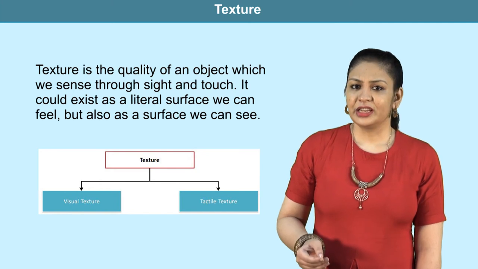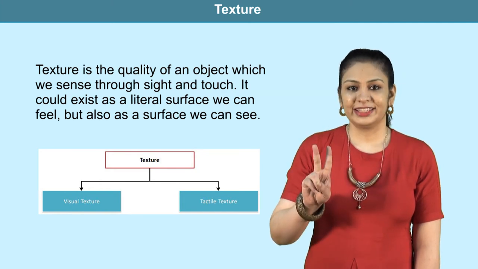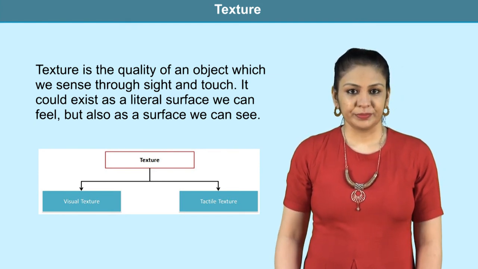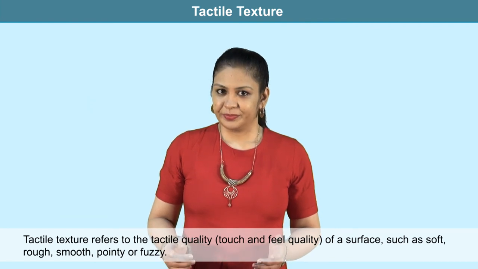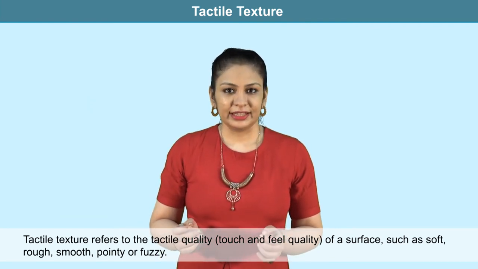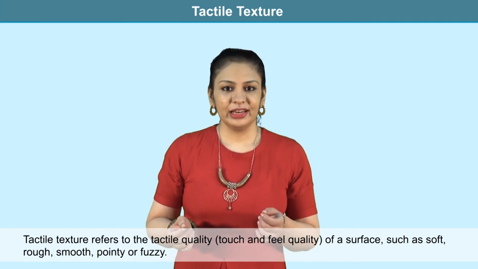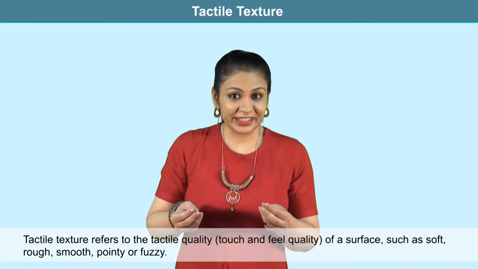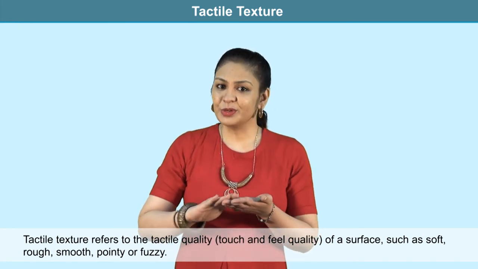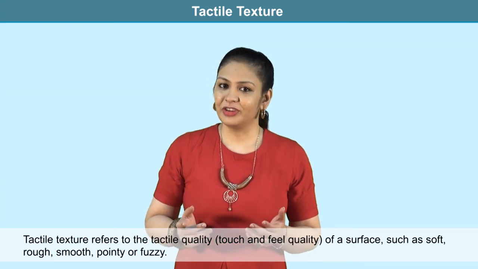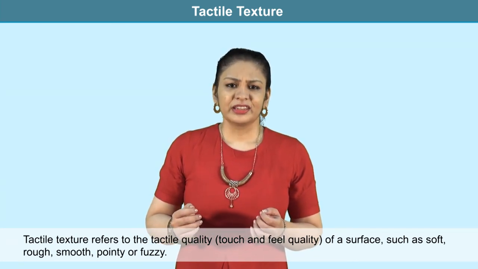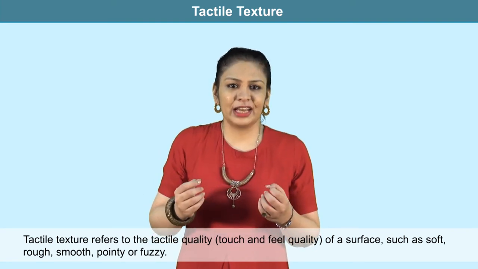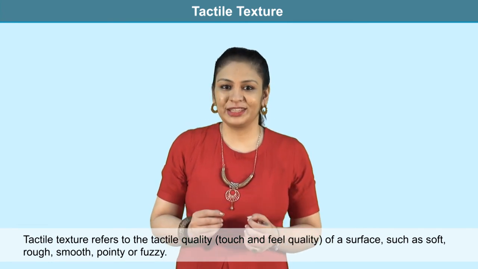Thus, texture can be divided into two categories: visual texture and tactile texture. Tactile texture refers to the tactile quality, that is, the touch and feel quality of a surface. A surface could be soft, rough, smooth, pointy or fuzzy. Imagine running your fingers through a fur scarf or a fluffy woolen scarf. You can feel its soft texture.